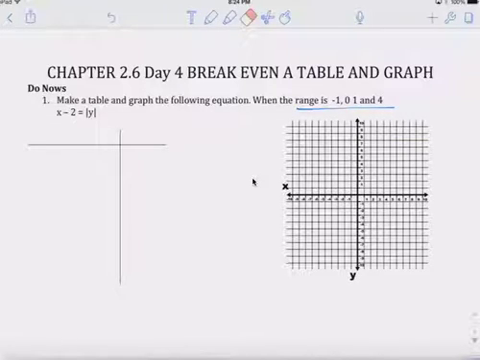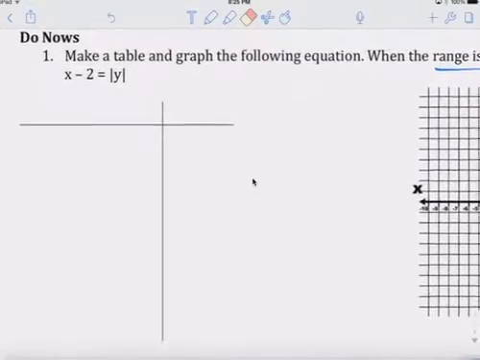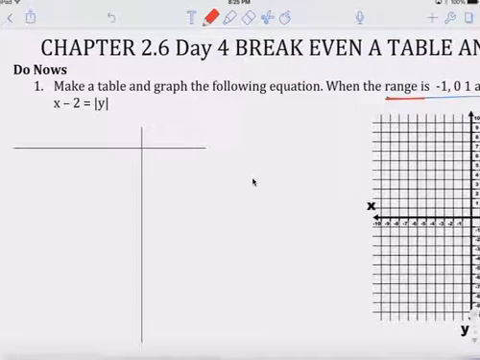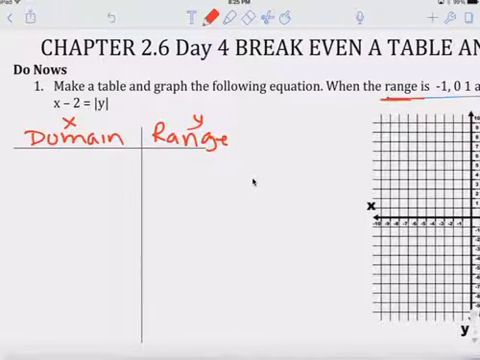This will be on the test tomorrow, so make sure you know how to do this. I'll do this just to make sure you know. This is the range, and the range is right here. That's the y. Here's the domain, that's the x. Okay, we're finding the domain.